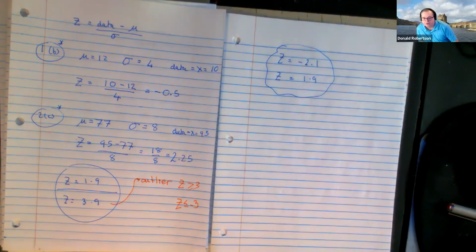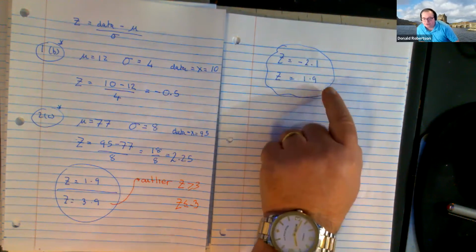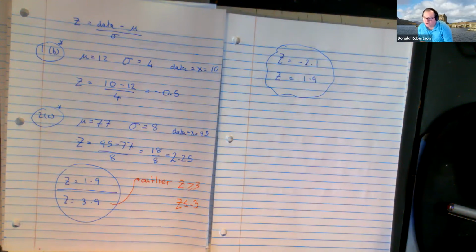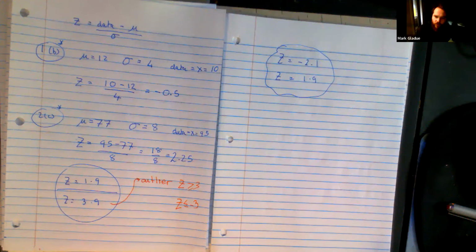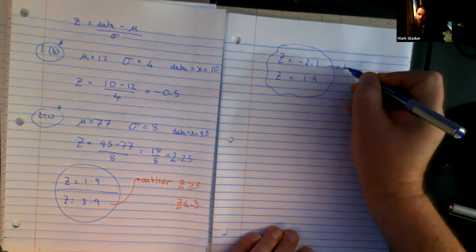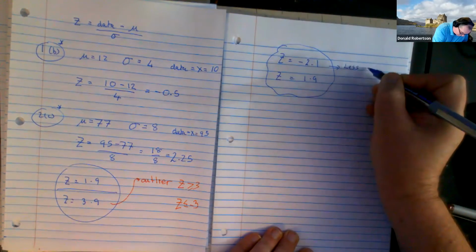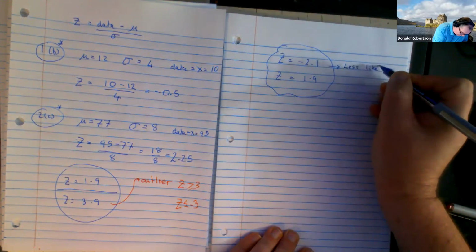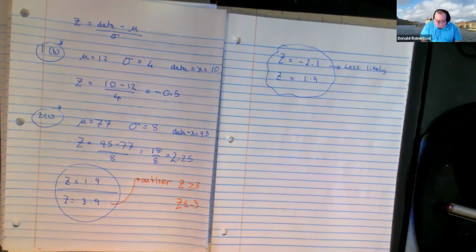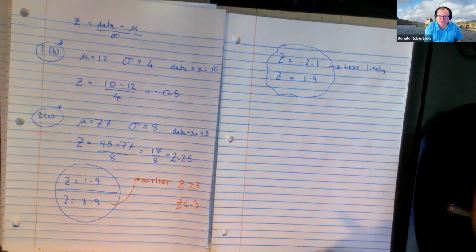Right, back to this question. Which one of these two events is less likely? And all you know is its z-score. -2.1. Correct. What made you come to that conclusion? Because it's further away from 0 than 1.9. Yeah, that's a good way of phrasing it.